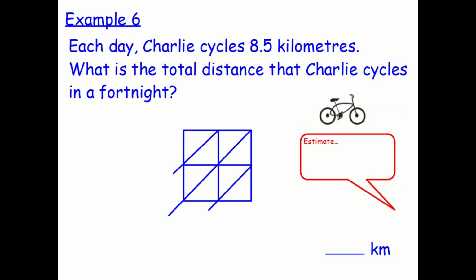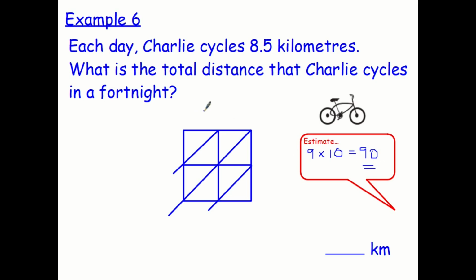Let's do an estimate. So 8.5 kilometres, I'm going to call that 9. And a fortnight is 14 days. Well, 14 is a bit of an awkward number. I'm just going to say 14 is 10. So 9 times 10 is 90. So 90 kilometres is my estimate. It's going to be probably a little bit more than that, but that just gives me a ballpark figure.